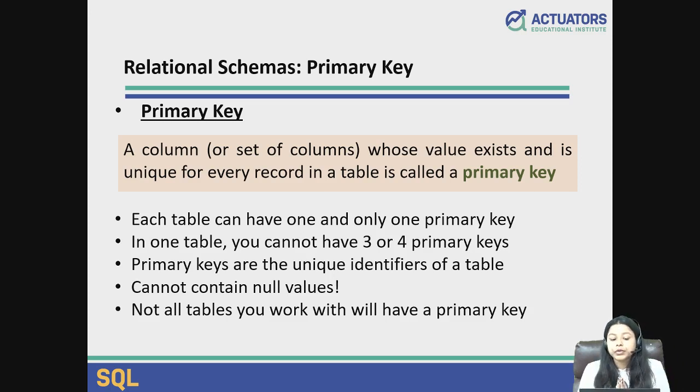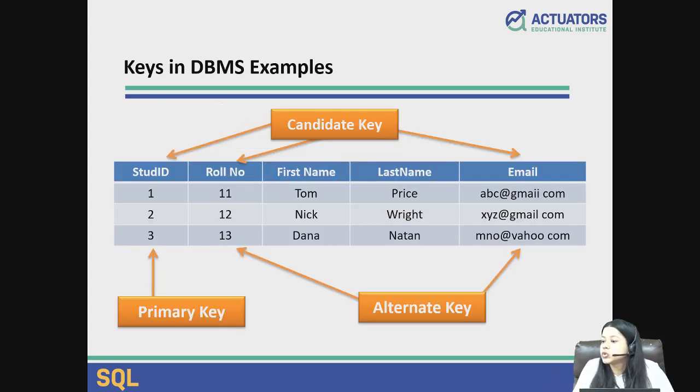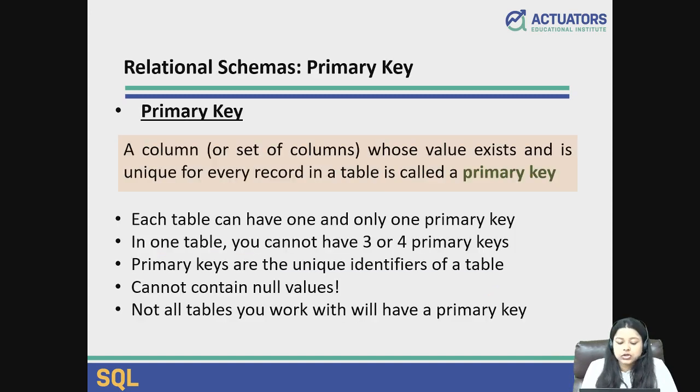So now let us quickly understand what you mean by a primary key. A column whose value exists, it cannot be null. You cannot have a blank space in your student ID. You can have a blank space in email, maybe the student hasn't provided an email. That can happen. But you cannot have a blank space for student ID. And the next thing, it should be unique for each and every record.